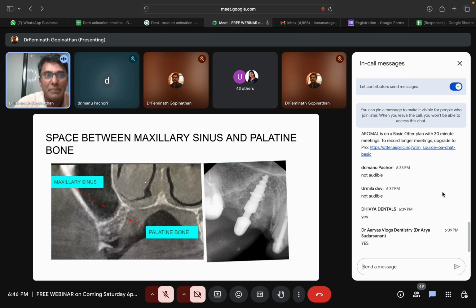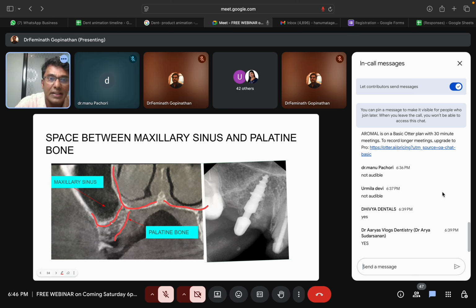Now, the next space which I use is, see, this is the nasal floor, this is the nose, nasal cavity. This is the nasal cavity. Can you make out? This is the nasal cavity. This is the floor of the nose. This is the palatine bone. This is the lower floor of the maxillary sinus. This is the anterior wall of the sinus.